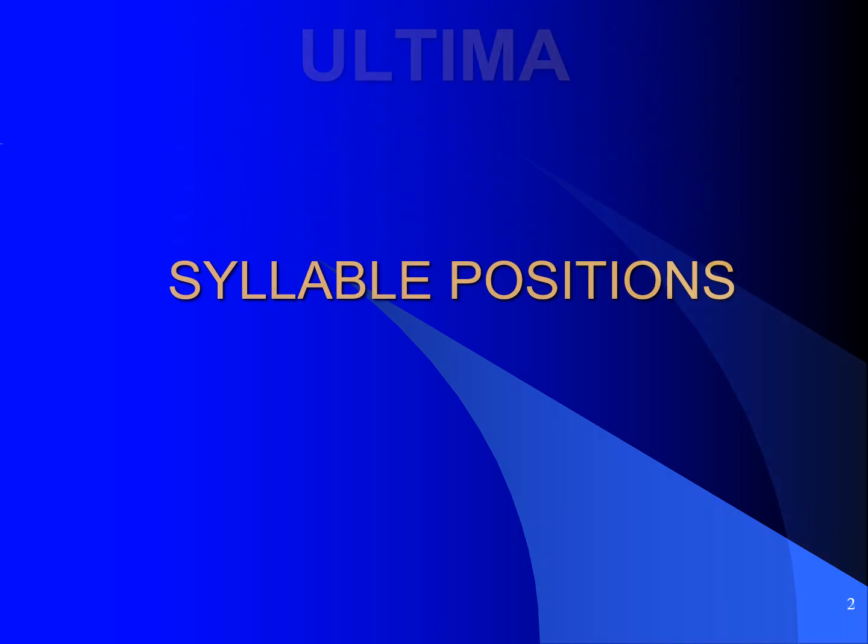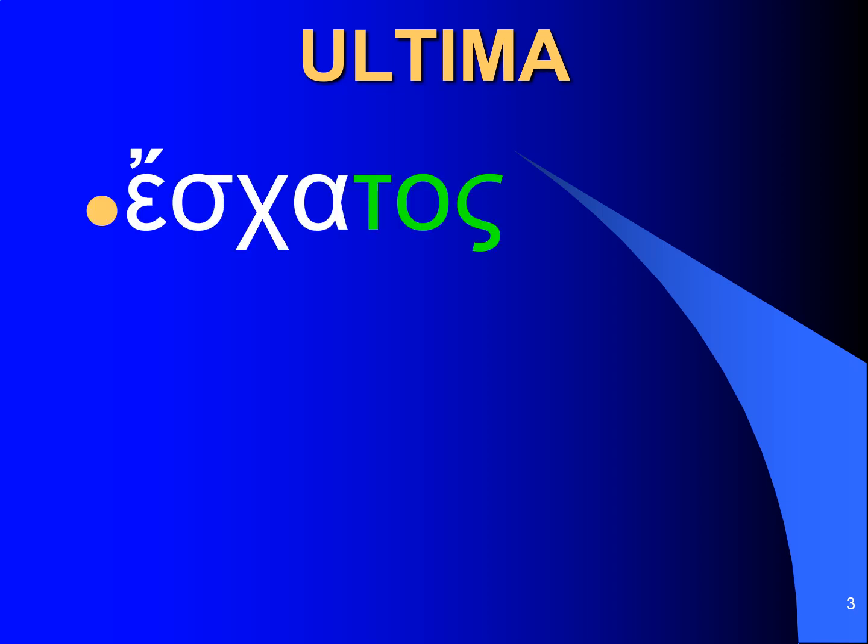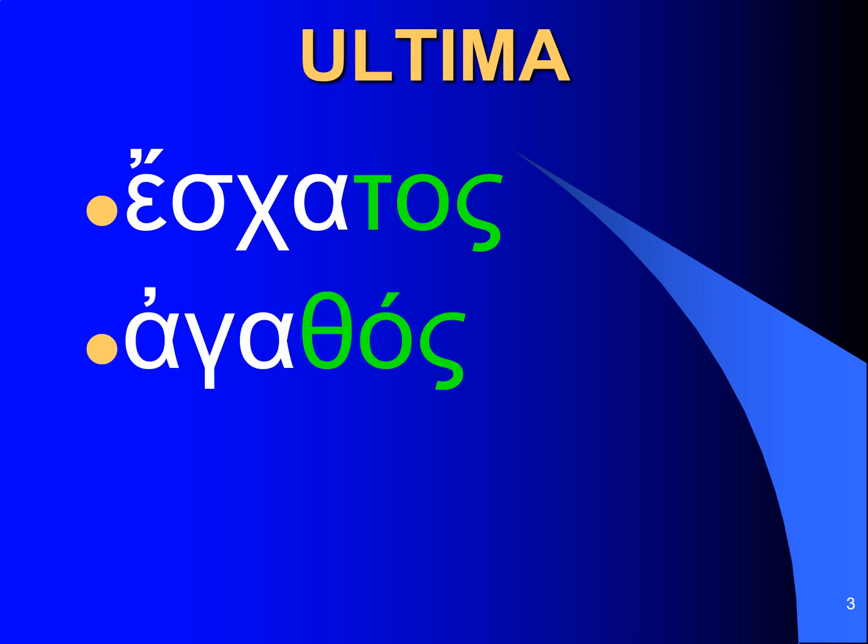Now when we talk about accents, we need to talk about syllables as well, and there are 3 syllables that are important when we talk about accents, and those are the last 3. Those last 3 syllables have specific vocabulary, specific words that we use to identify them. So that's the first thing we're going to look at. The very last syllable on a word is called the ultima. So in the word eschatos, the ultima is the tos syllable. And in the word agathos, the ultima is the thos syllable.